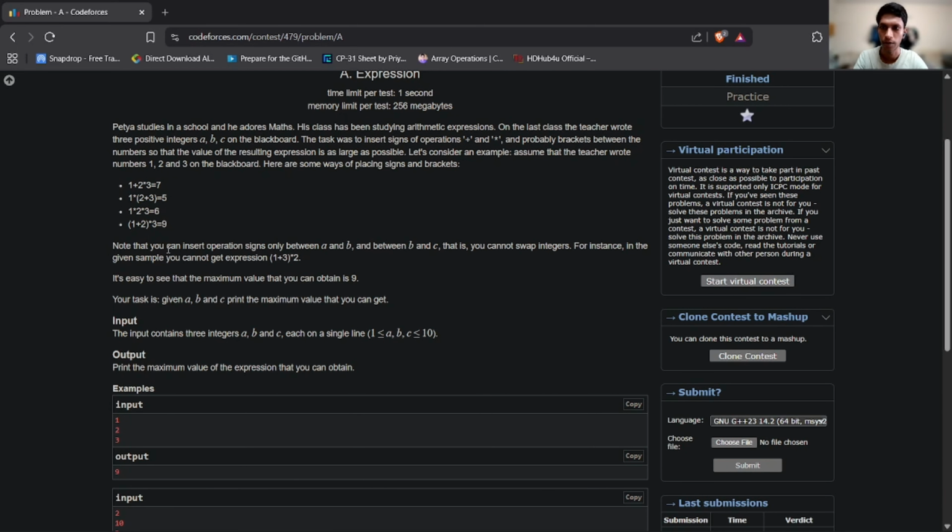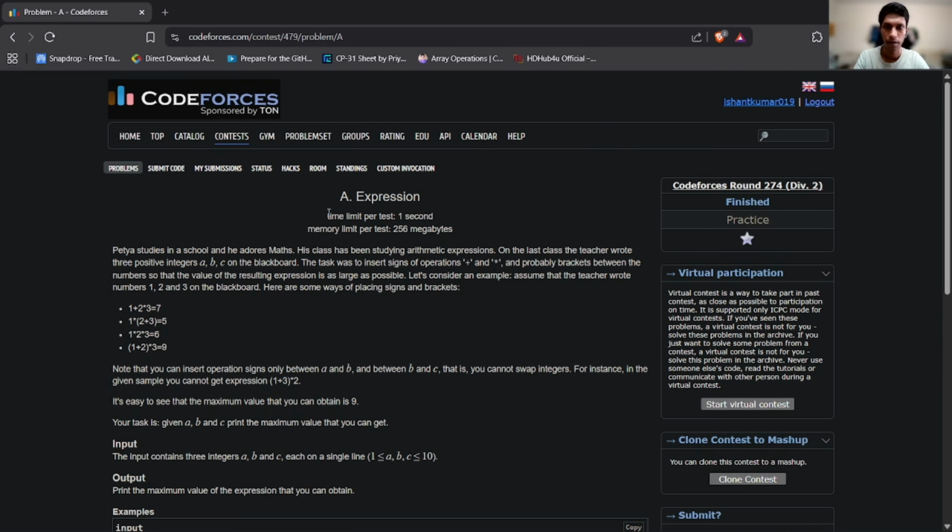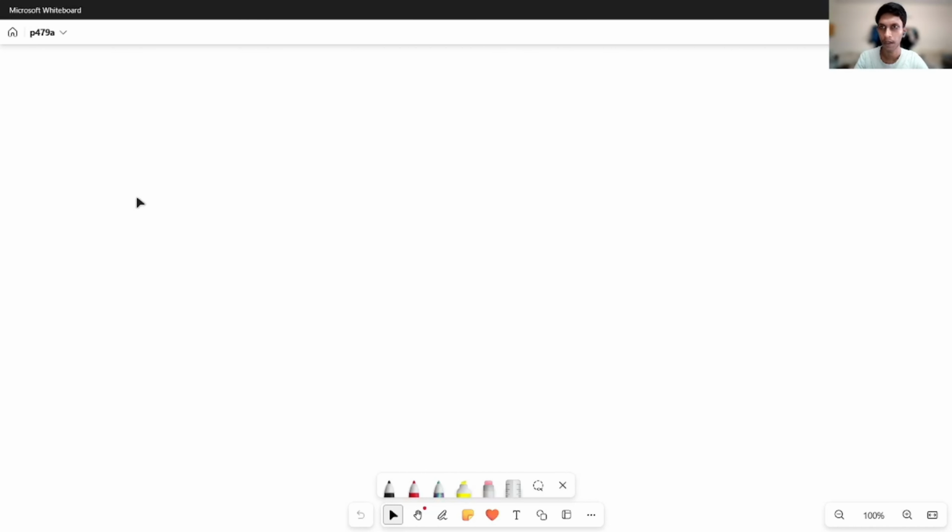After that, note that you can insert operation signs only between A and B, and B and C, that is, you cannot swap the integers. This is something to be noted. We are not allowed to swap the integers. It means we cannot sort it. And for instance, in the given sample, you cannot get that expression. The time limit per test case is 1 second, and the memory limit is 256 MB.